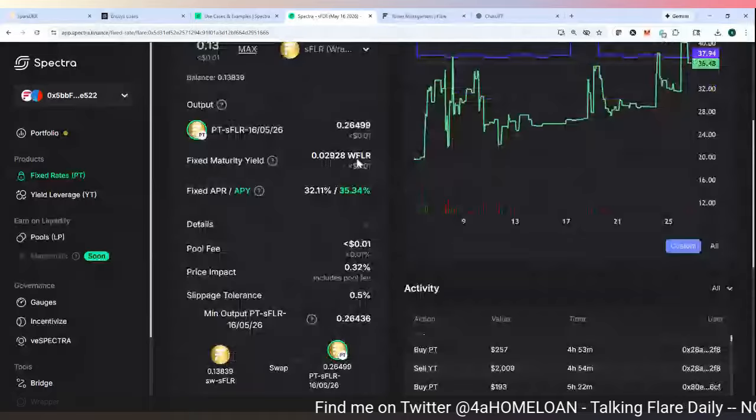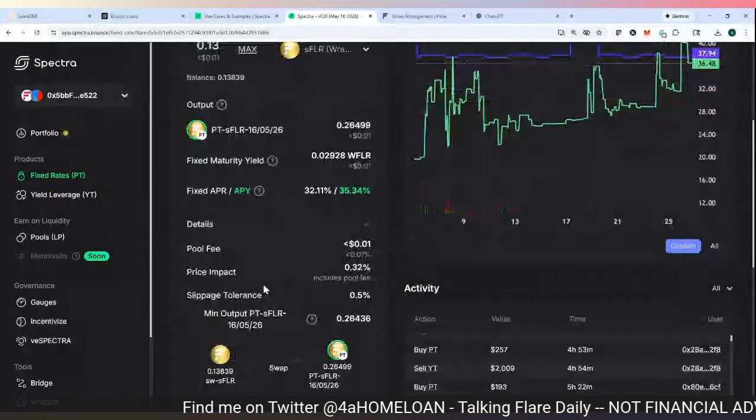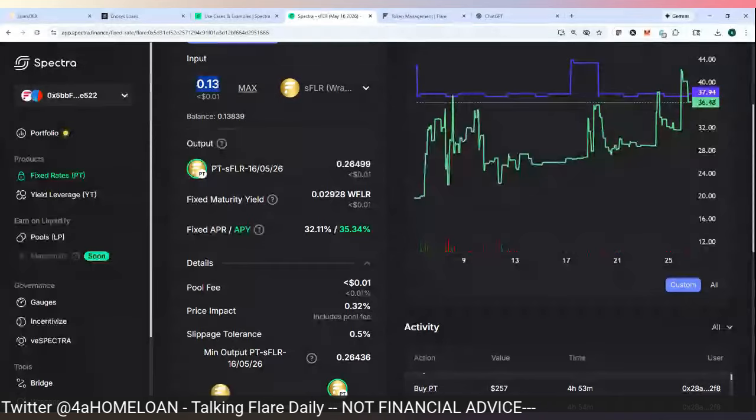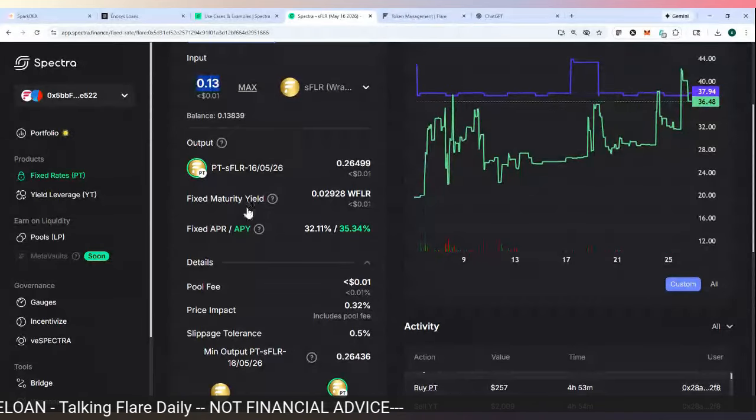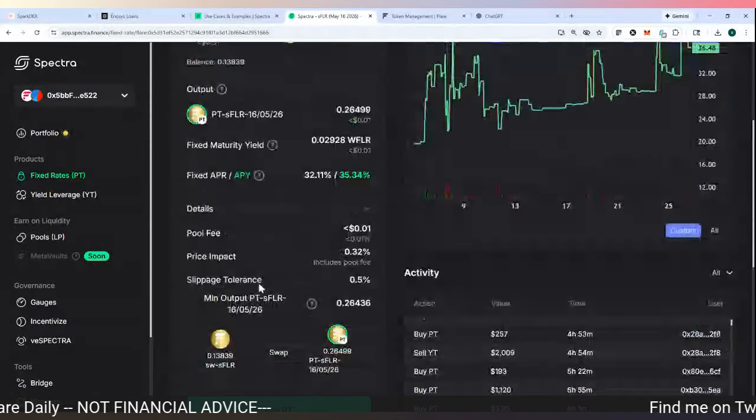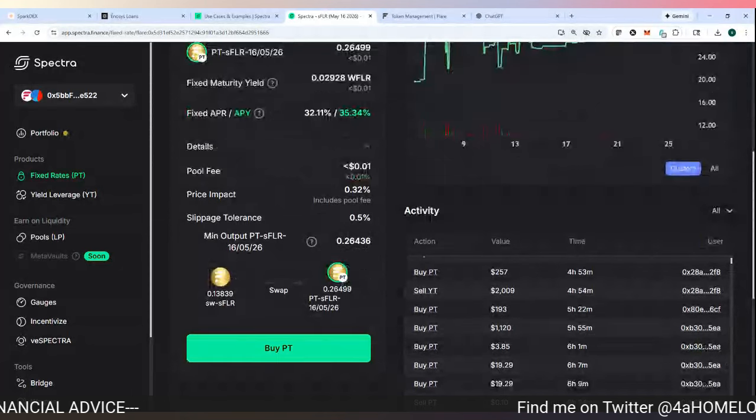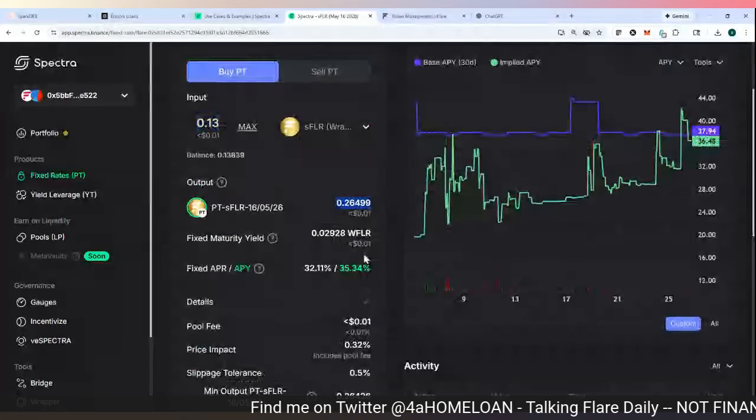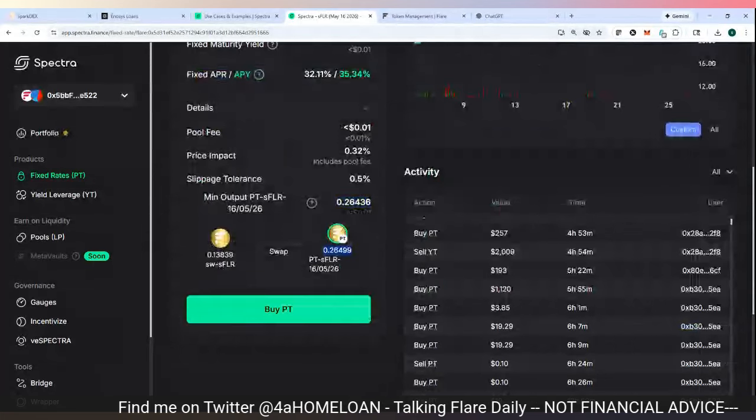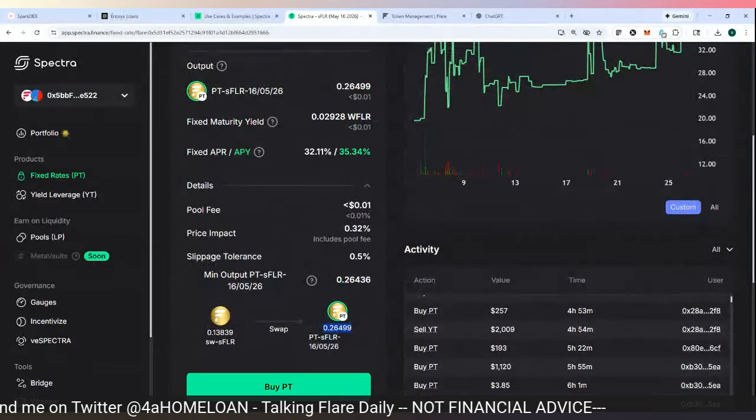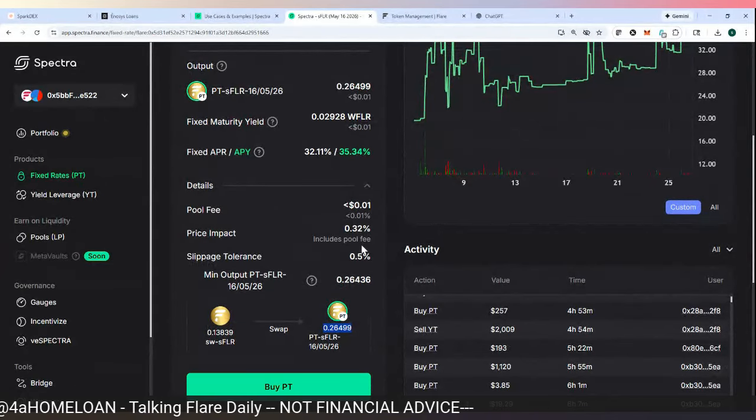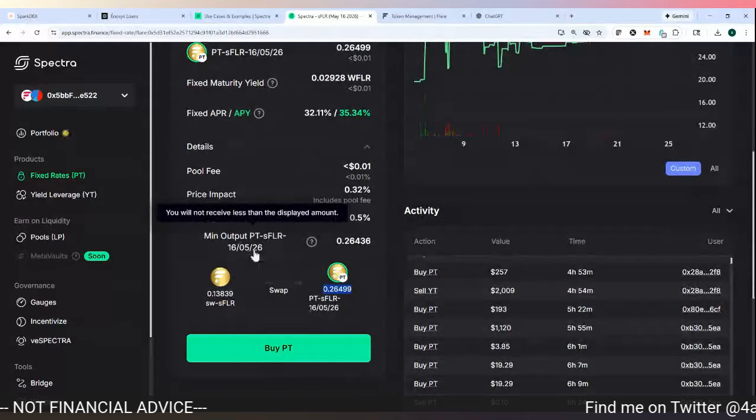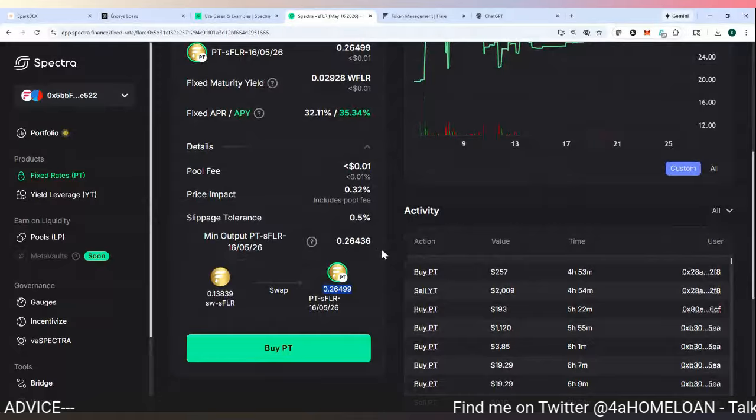So this output or minimum output is showing you what the future of this input is. I'm putting in 0.13. It's showing you what the future will look like. So I'm putting in 0.13. I'm swapping it for 0.2649 right here. See? Same thing down here. Okay. And it's telling me, okay, I've got all these fees, impacts, slippage. So my minimum I'm going to get back is going to be 0.26 of the principal token.